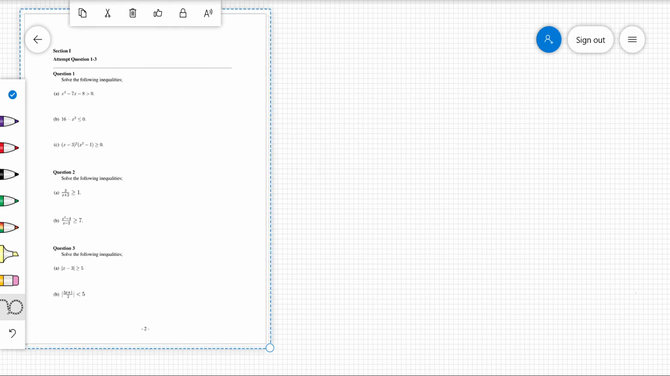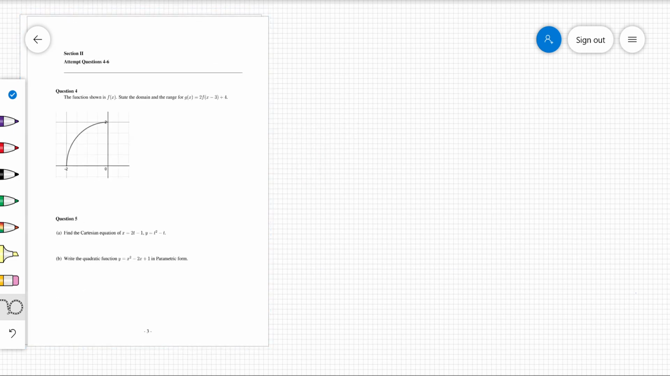All right, I think I can get rid of that page. There we go. Question 4. All right, so here we're given a function and we've got to state the domain and range after it's been moved. And that's pretty easy because you can see here it's been moved across 3 to the right, and 4 up. But also don't forget that 2 in front of the function. So really that happened in the second place. So everything was doubled. The y values were doubled.